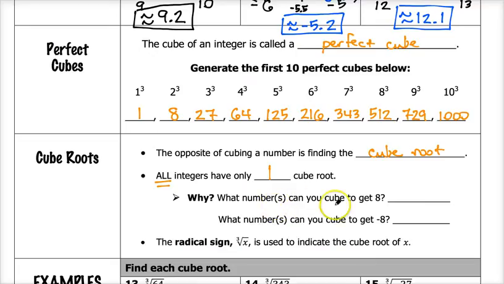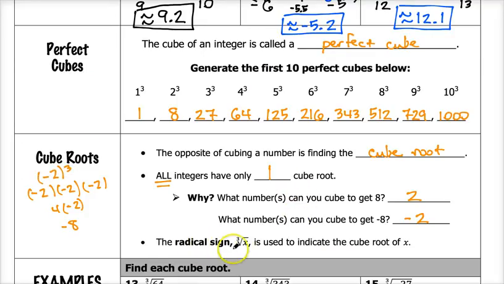What numbers can you cube, or multiply by itself 3 times, to get 8? Well, the only number you can multiply by itself 3 times to get 8 is positive 2. What number can you multiply by itself 3 times, or cube, to get negative 8? Well, you can cube negative 2 to get negative 8. Negative 2 times itself is positive 4. And then if you take negative 2 times itself one more time, you end up getting negative 8. Okay, so all integers, positive or negative, only have one cube root.